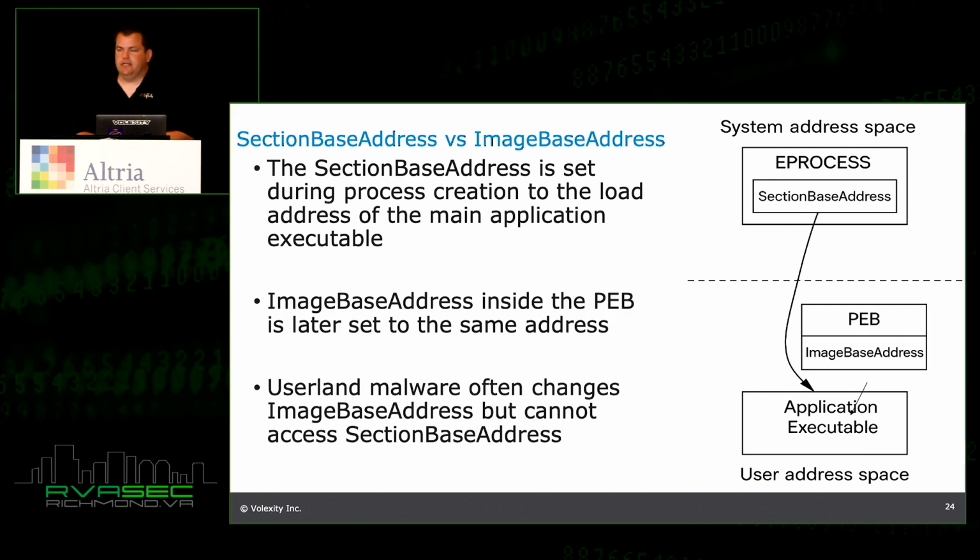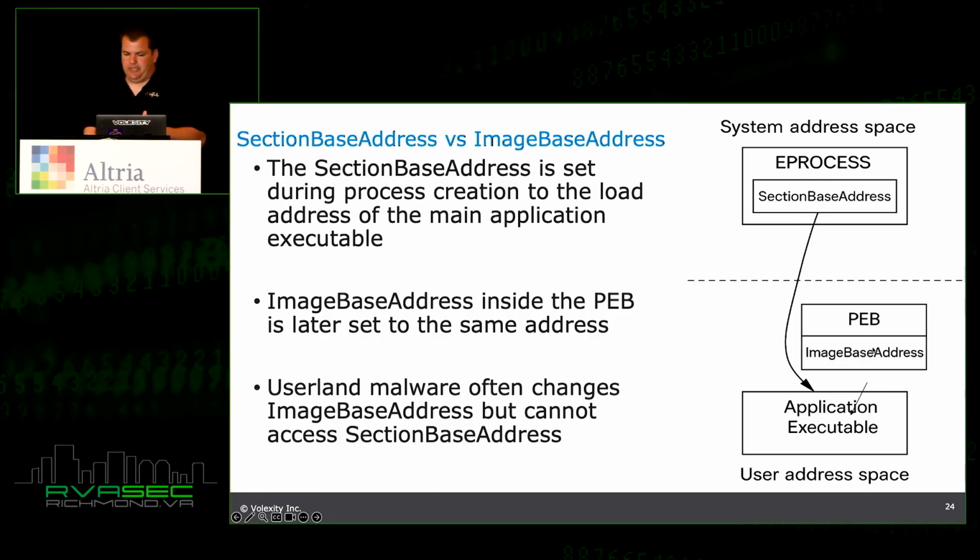Another thing that you'll see very often is manipulation of the image base address. So this is where in kernel memory, right? We're talking about user land malware. Kernel memory is totally off limits. If something's in kernel memory, the malware we're trying to catch cannot change it, and we can rely on that. Versus what's in user land off the PEB, malware can do whatever it wants. It can change it at will.